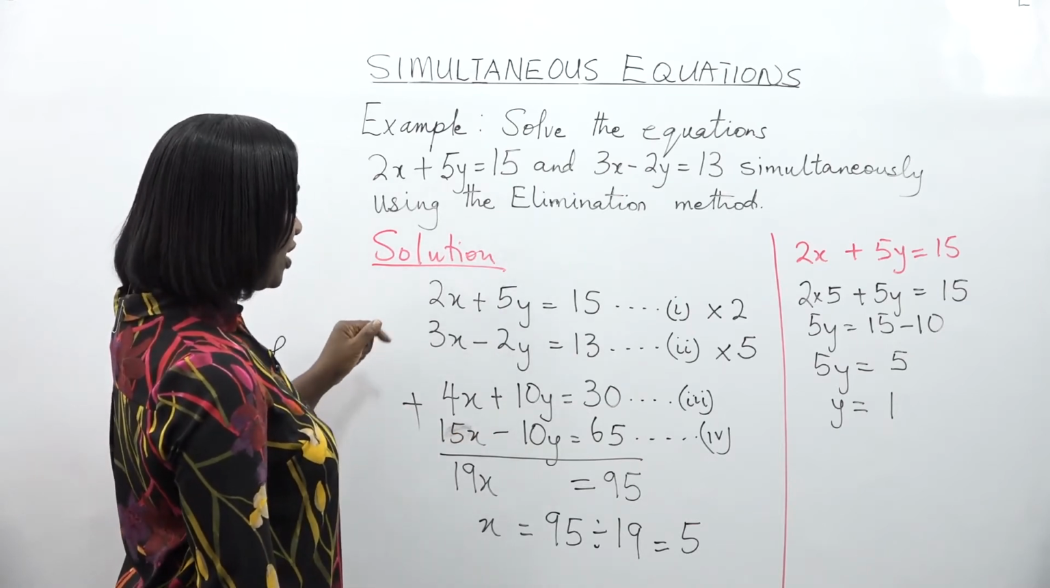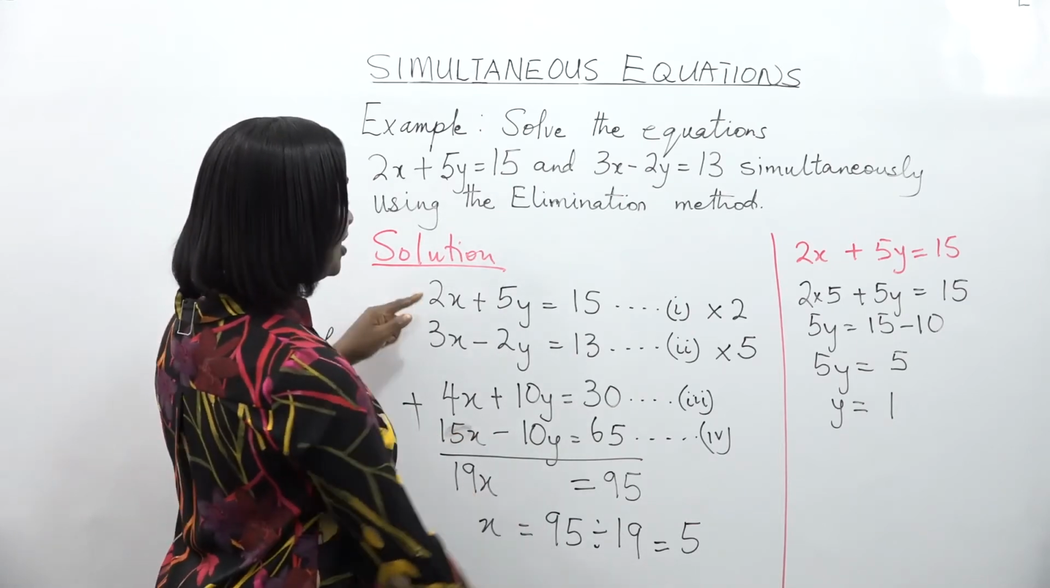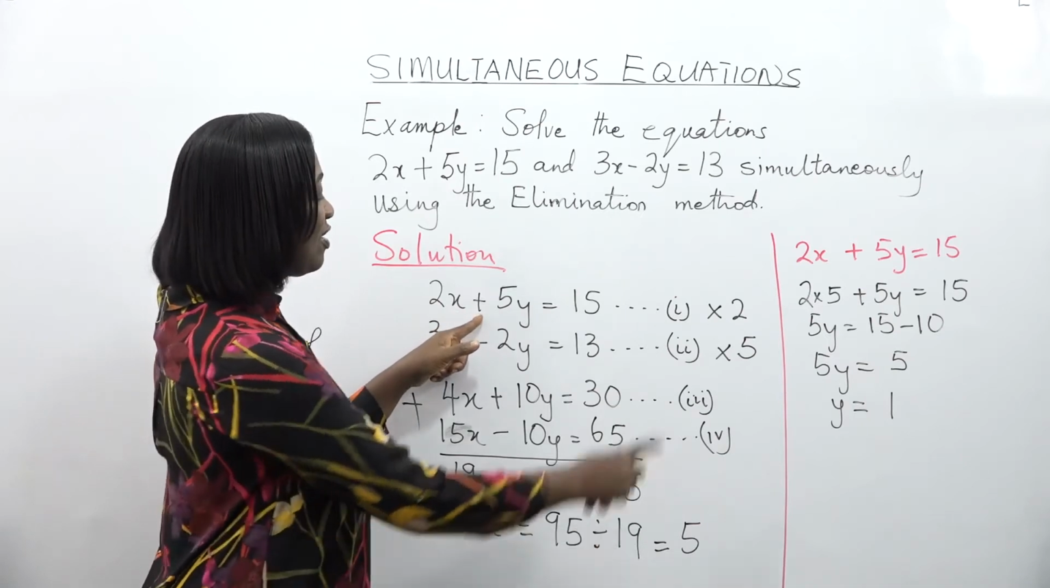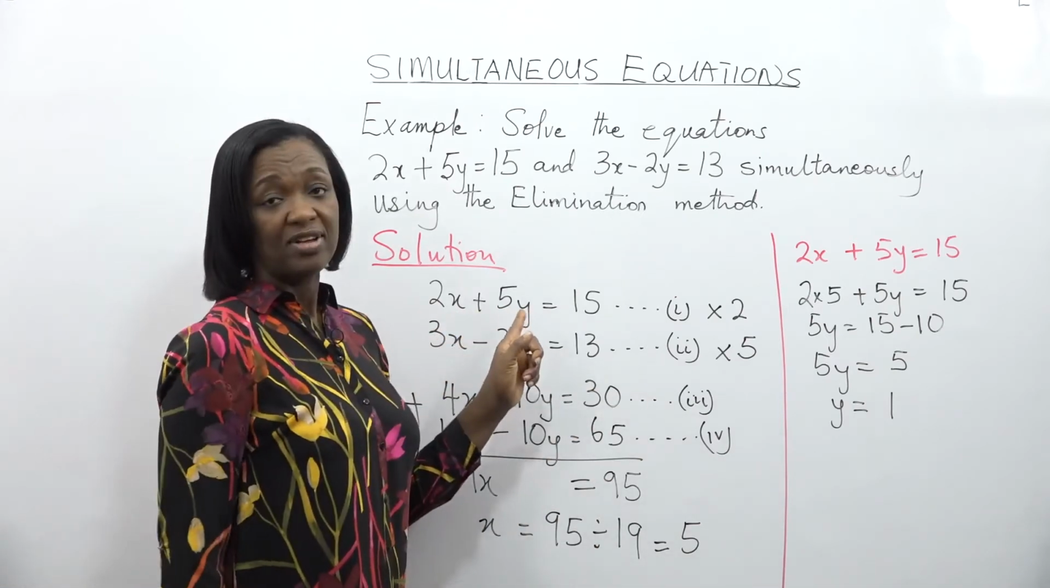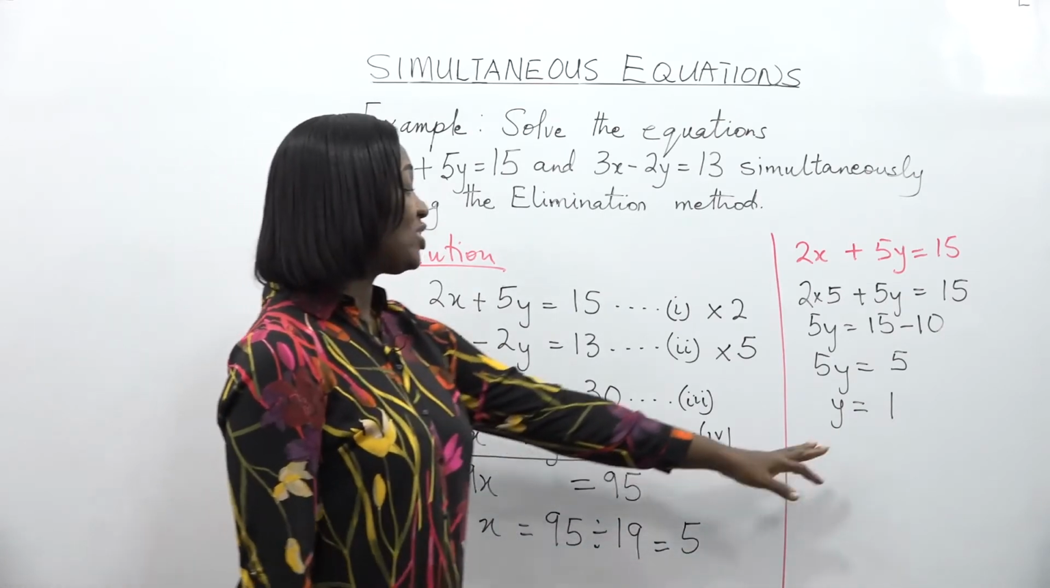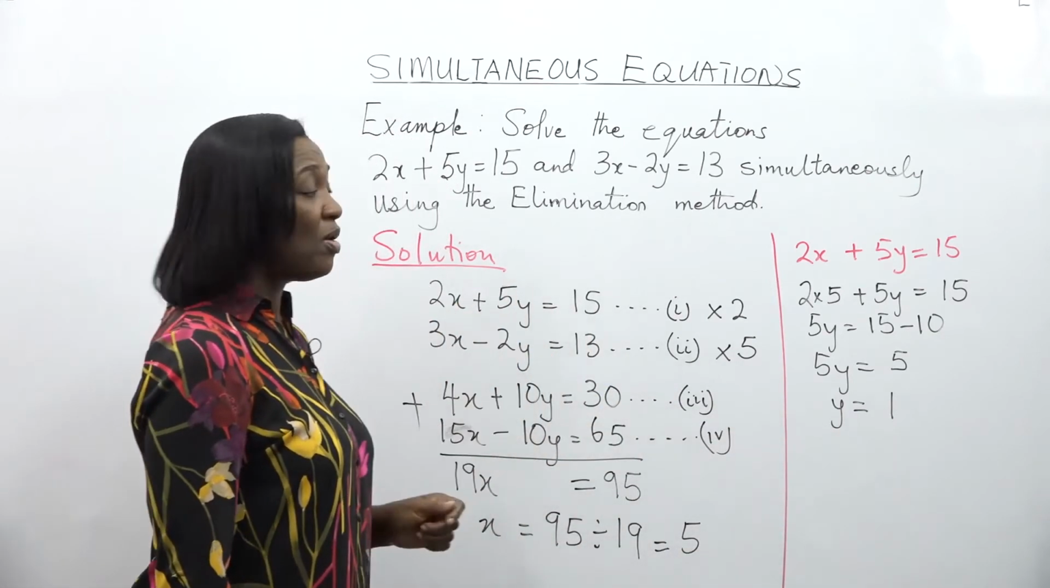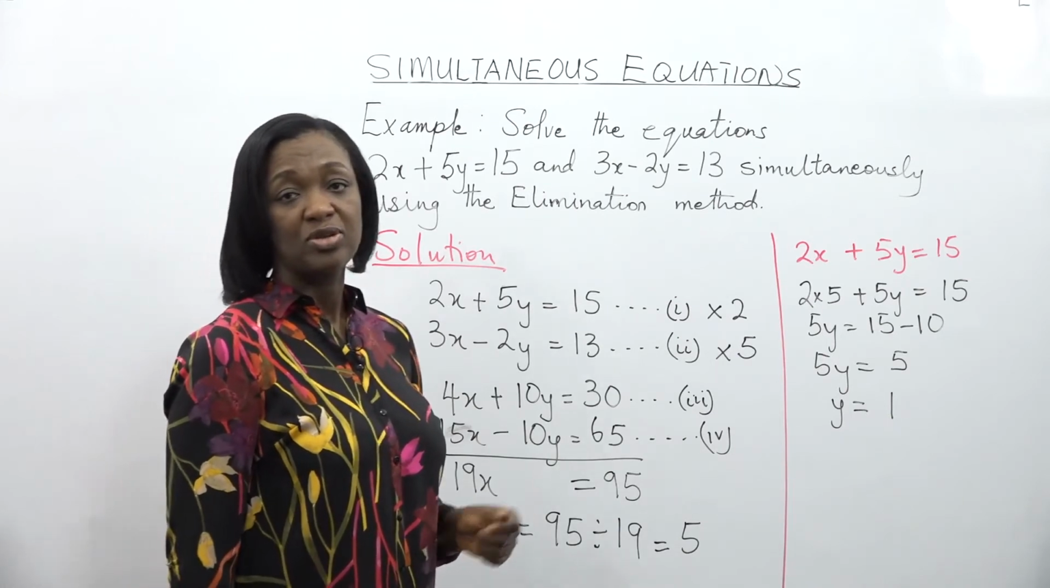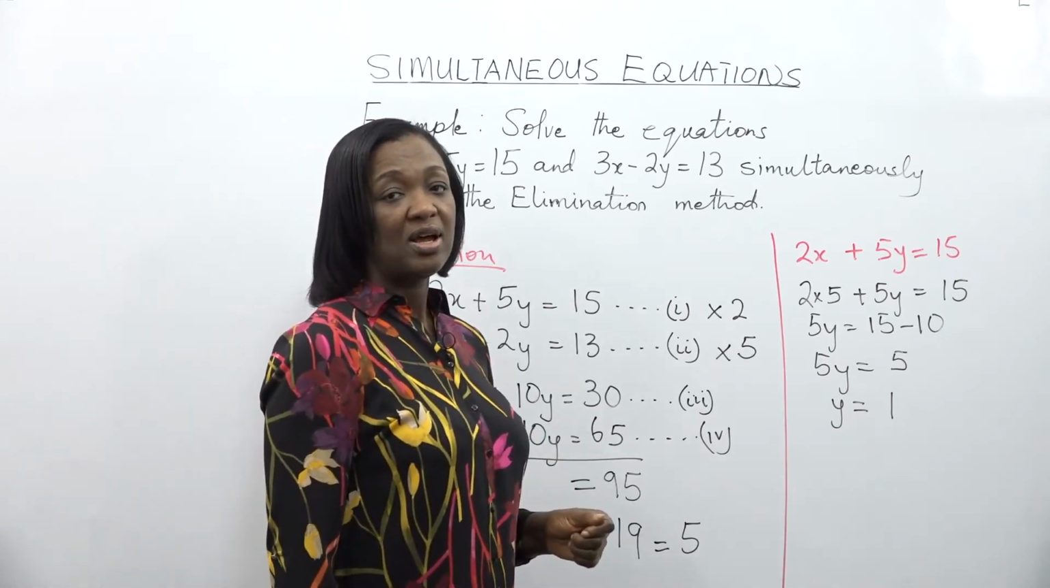Also in equation 1, 2 times 5 is 10 plus 5 times 1 is 5. 10 plus 5 is 15. So x equal to 5 and y is equal to 1 satisfies both equations. So that's the correct answer.